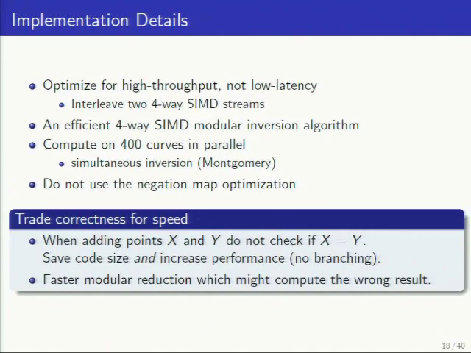I will go into a little bit of detail here. To achieve more speed, we're going to trade correctness for efficiency. As you might know, when adding points on an elliptic curve, you have point addition and you have point duplication. Point duplication is used if your inputs are the same. So you do x plus x.